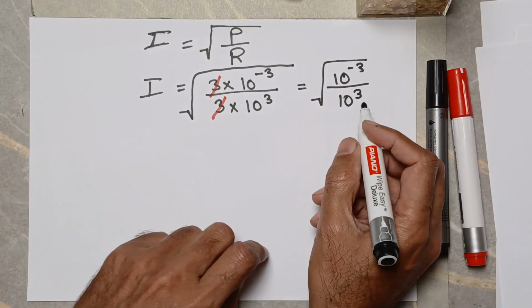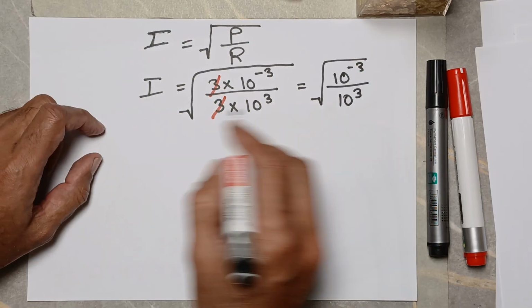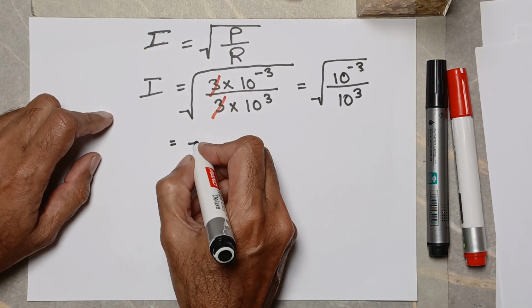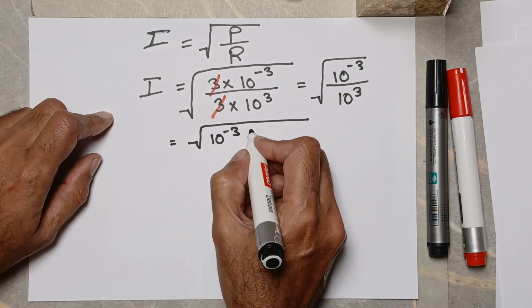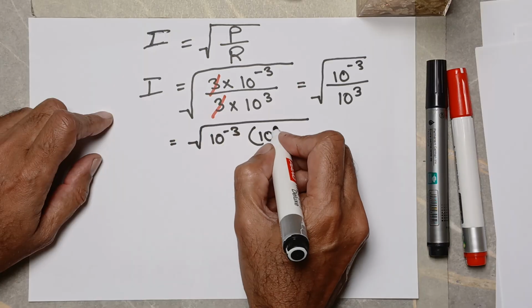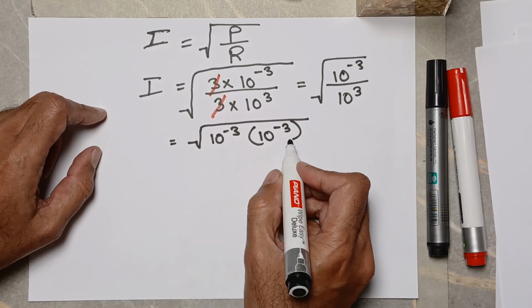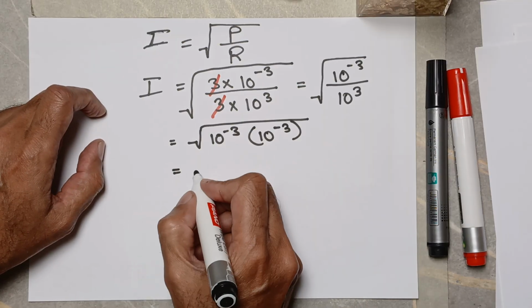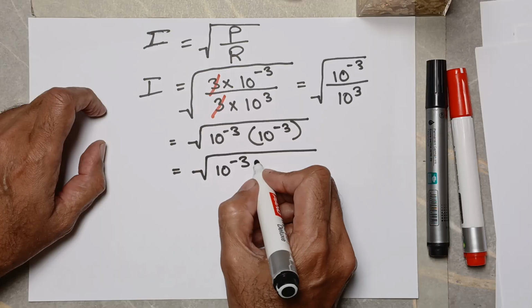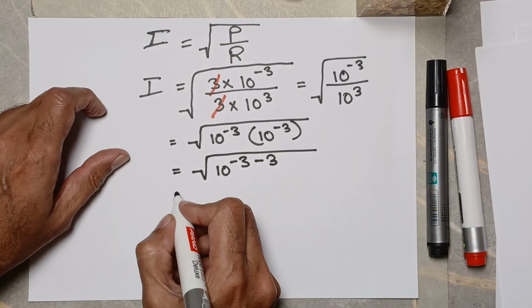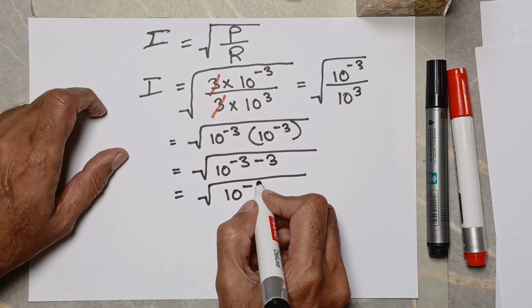Now what are we going to do? We will simply move this 10 raised to the power 3 towards the numerator side, and it will become 10 raised to the power minus 3, and here it is 10 raised to the power minus 3 also. Now when the bases are the same, the powers are to be added, so it will be 10 raised to the power minus 3, and here it is also minus 3. 10 raised to the power minus 6.